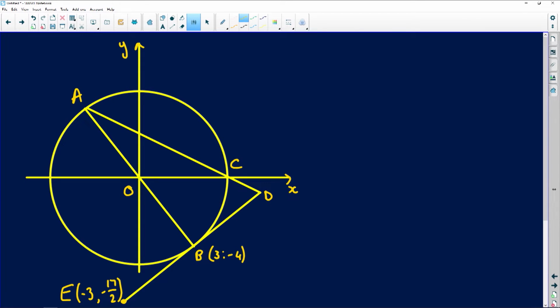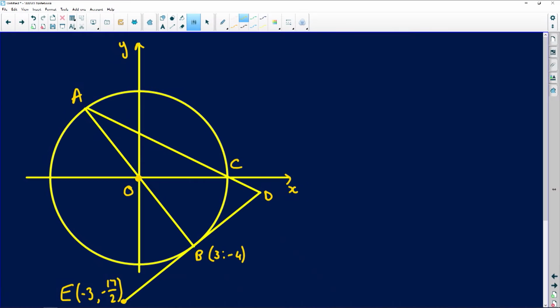They say the diagram shows a circle with a center at O. Now notice O is the origin. So immediately we know our circle is x squared plus y squared equals r squared. There's no change away from 0, 0. Then they say AB, this line here, is a diameter of the circle. It passes through the origin.